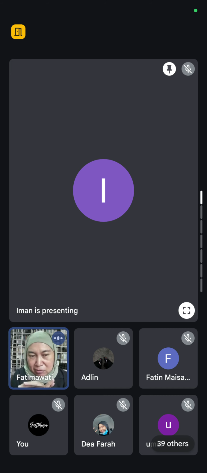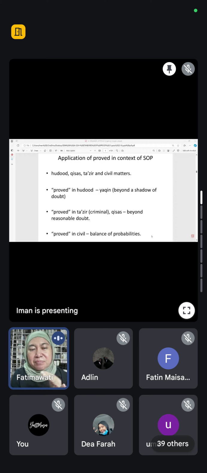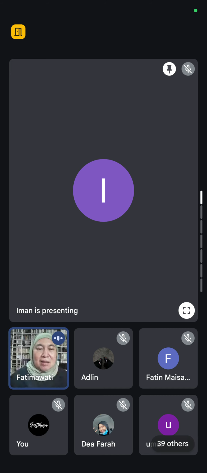Beyond a shadow of doubt, which is in hard cases. Takzir dengan kisos adalah beyond reasonable doubt. Yang dia punya punishment adalah takzir. Lepas tu, in civil cases adalah balance of probabilities. Boleh? Okay. I nak you faham konsep tau, nanti it's easy for you to understand the whole thing. Okay, next.